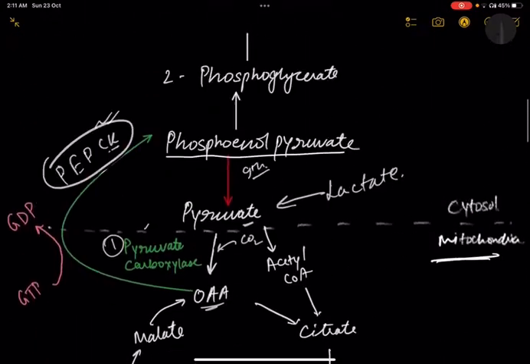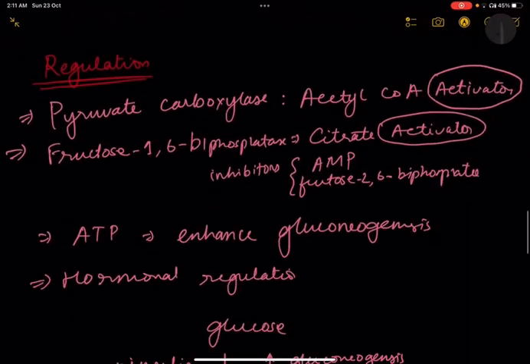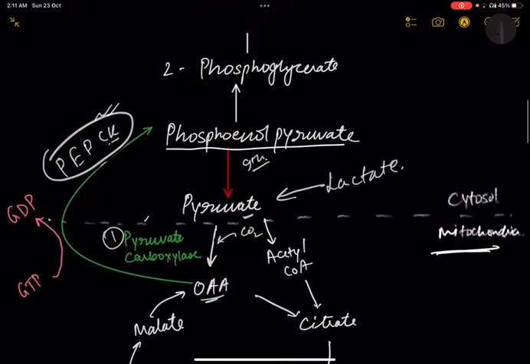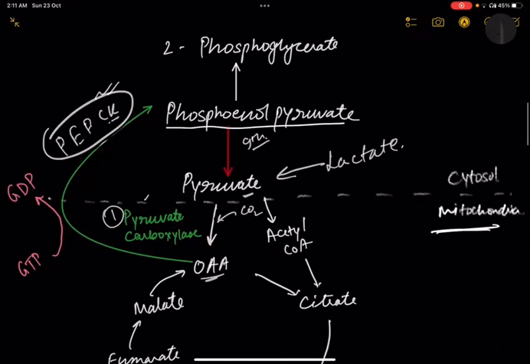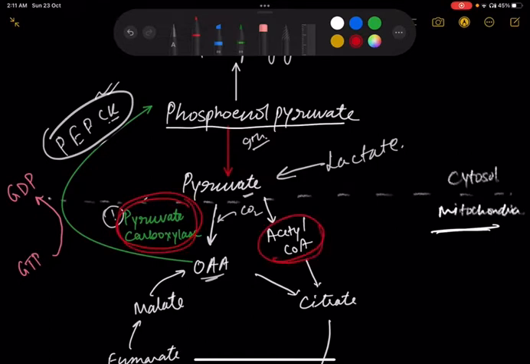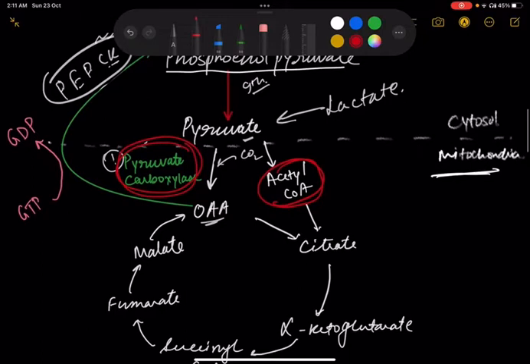Regulation is also very easy. We have two enzymes which we can control. One is pyruvate carboxylase, this one. Basically, this gets activated by acetyl coenzyme A. How can we remember this?